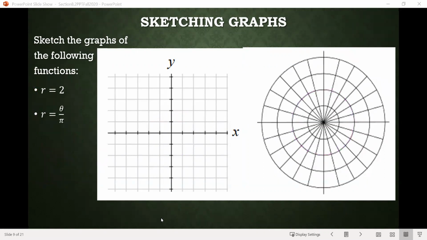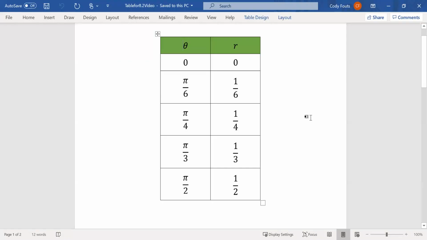Now, next we're going to look at the r equals theta over pi. And we're going to go kind of old-fashioned with graphing here, where we're going to make a table where we'll input values for theta and then see what we get as our output for r. Now, I've already done this on a separate screen, so let me show that. Okay, so here's my input-output table.